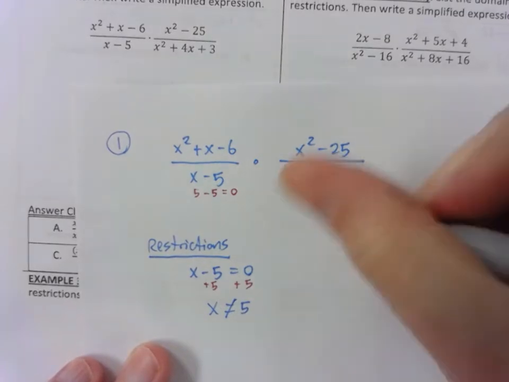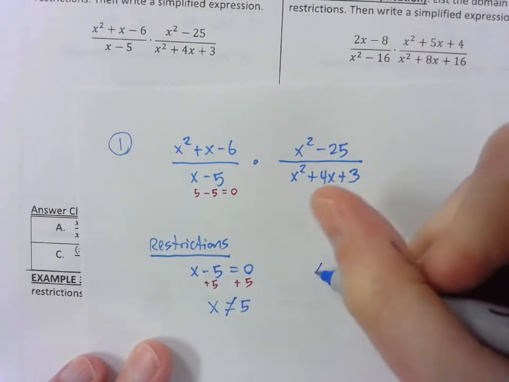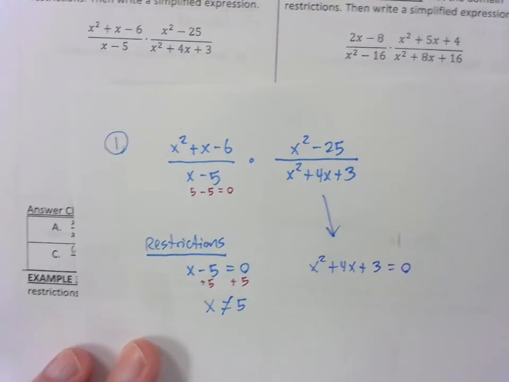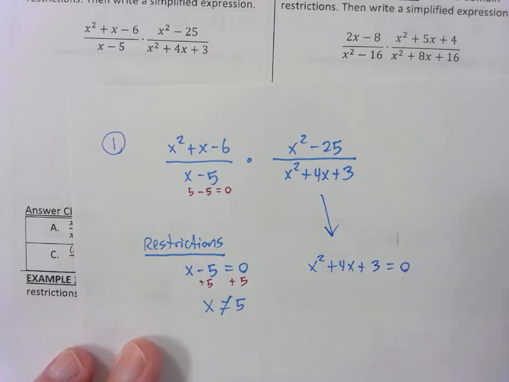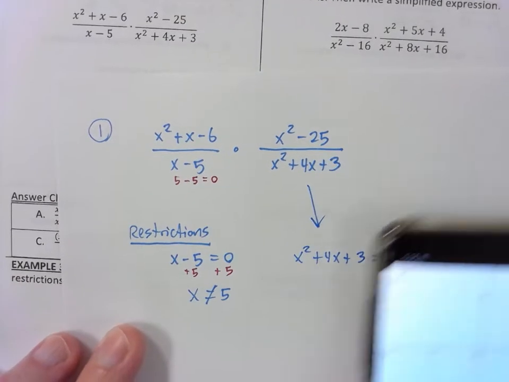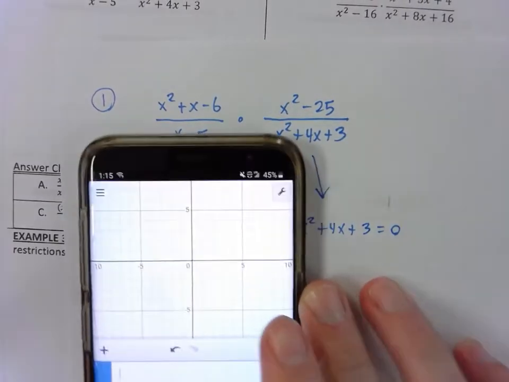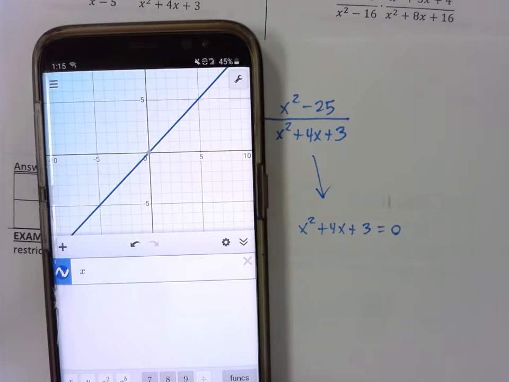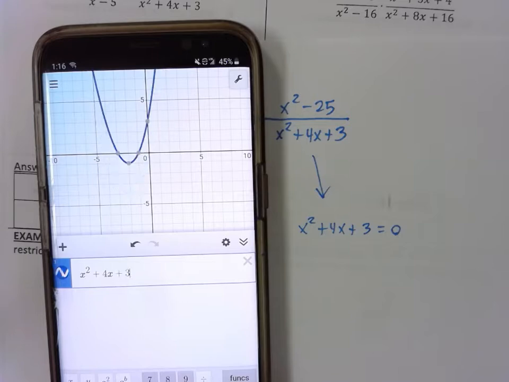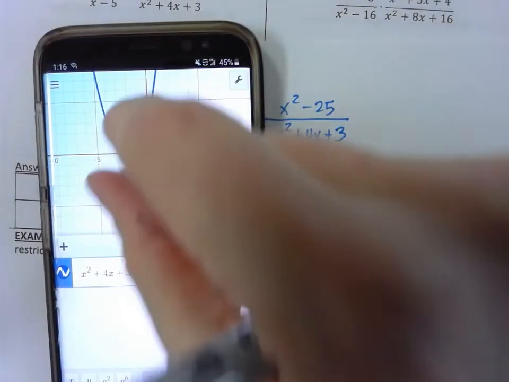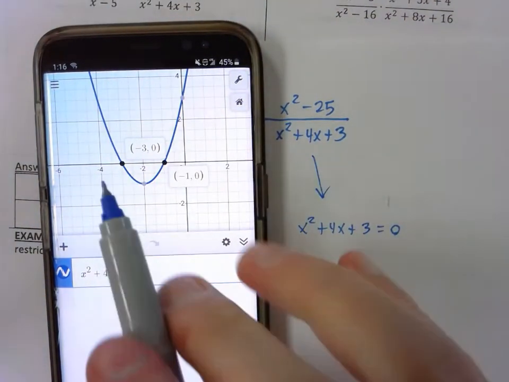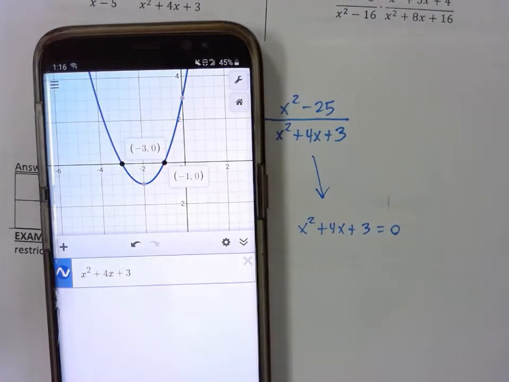The other restriction comes from here. We have x squared plus 4x plus 3 equals 0. This is a factorable quadratic, and you can factor it. You can also maybe use your graph to find the zeros. We've done that before, so I'm okay with you doing that here. We can just simply enter x squared plus 4x plus 3 into Desmos, and you can see where it hits the x-axis. Let's zoom in on that a little bit. It's going to hit it at -3 and -1. So you can get your zeros from there.